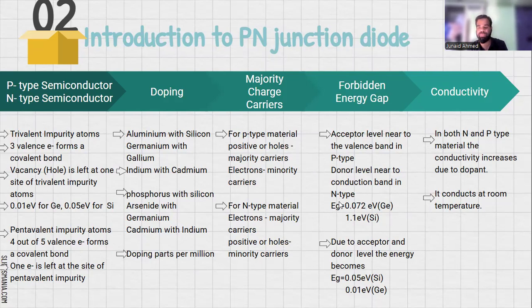So before adding dopant, we have 0.072 electron volt for germanium; after adding dopant, it will become 0.01 electron volt. For silicon, before adding dopant, it will have 1.1 electron volt. After adding dopant, it will become 0.05 electron volt for silicon.